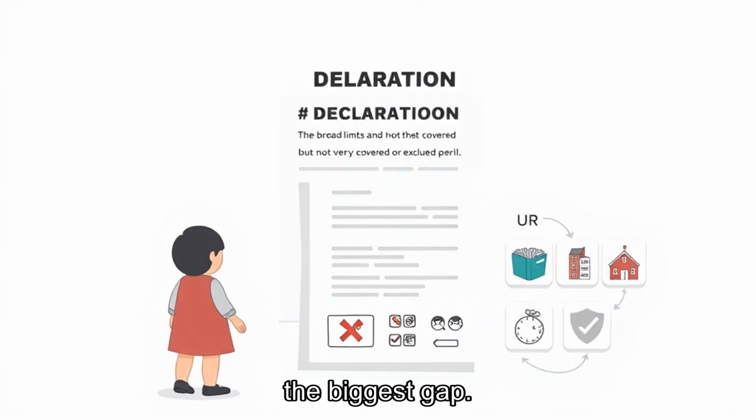Reading only the declarations page is not enough. One ordinary version is the declarations show broad limits and forms, but not every covered or excluded peril. The mechanism is that the policy wording explains the promise. The practical effect is buyers should review both documents.